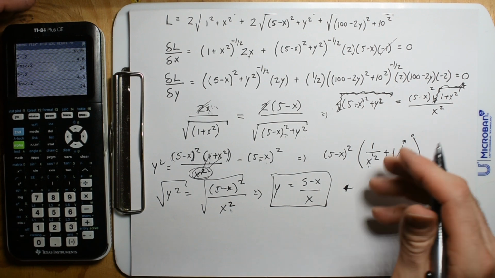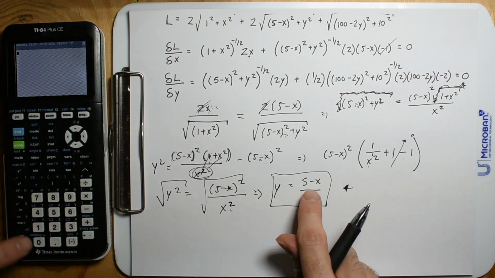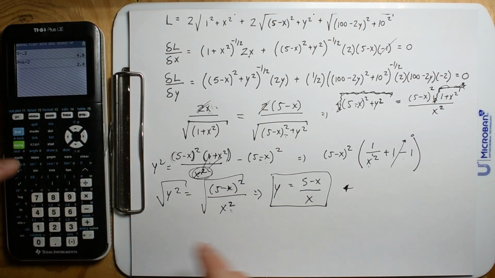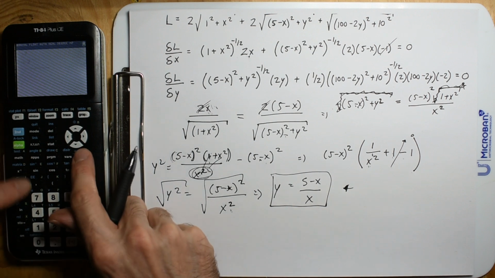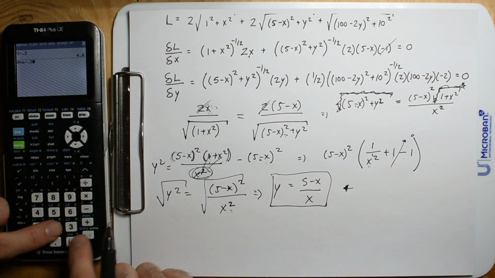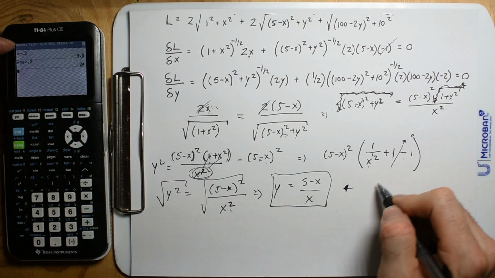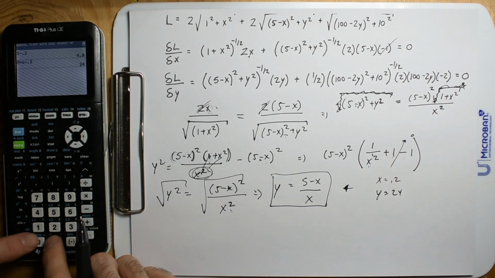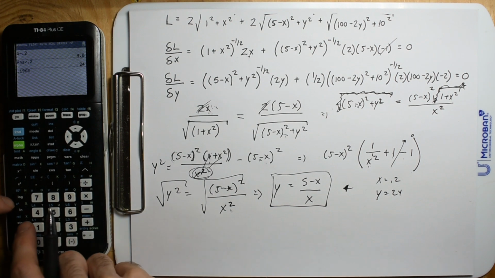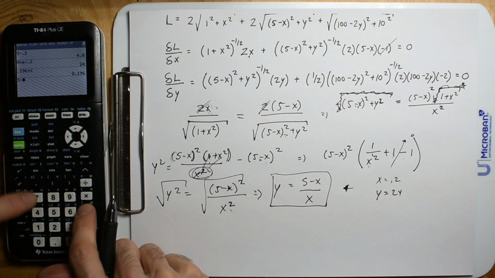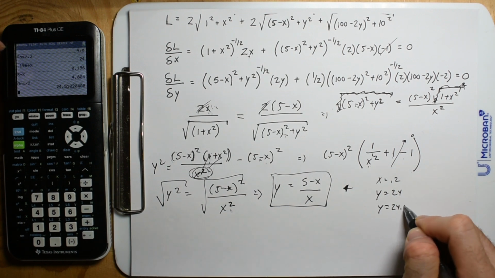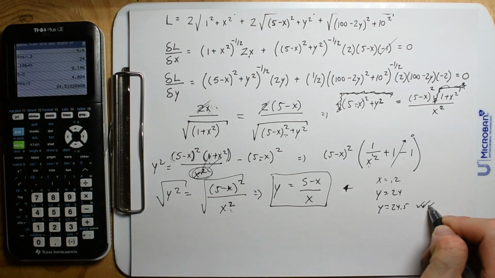So it's just so good to have this, because we know that if we go (5 minus 0.2) divided by 0.2, we get 24. So if x is 0.2, y is 24. And if x is 0.196, stored as x, (5 minus x) divided by x, y is 24.5. We don't know that yet, but I already know the answer, so it's just kind of nice to relay that to you.